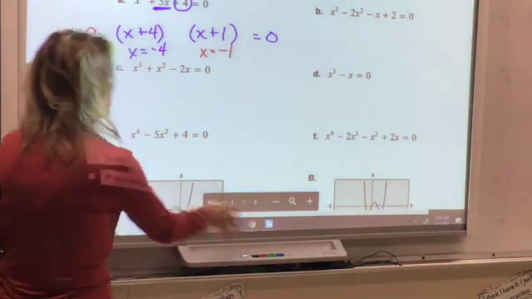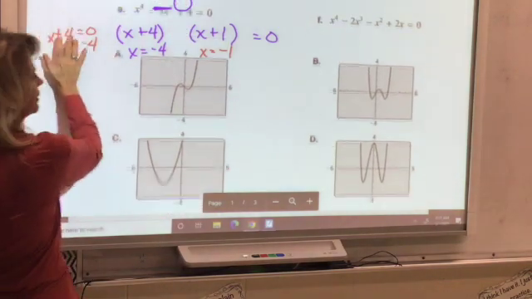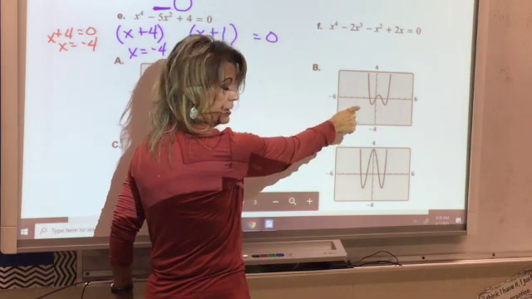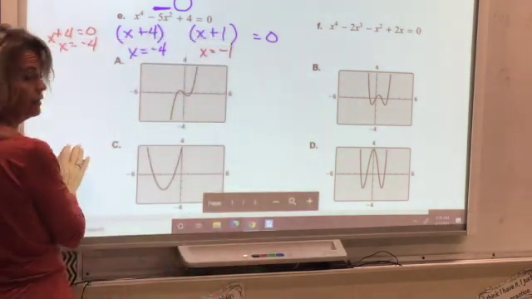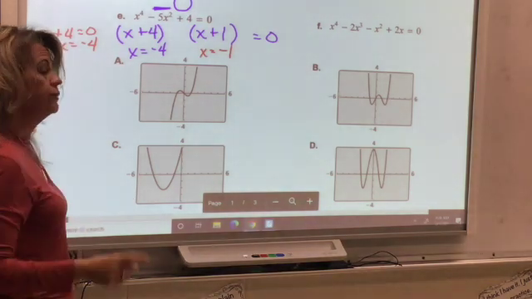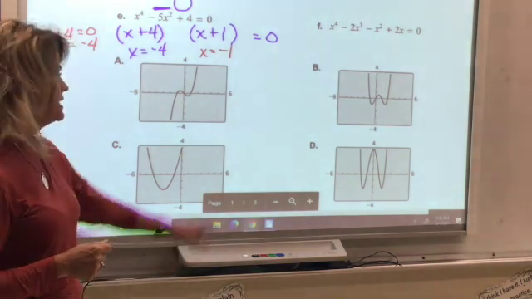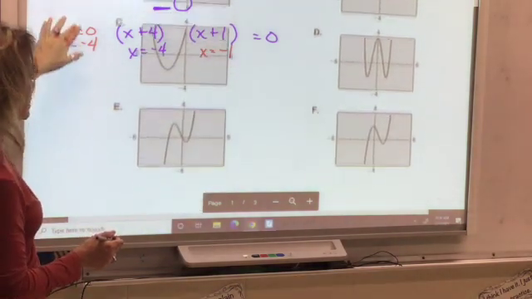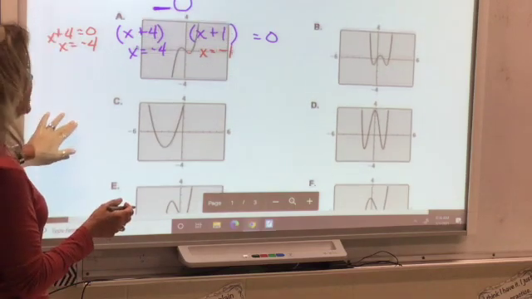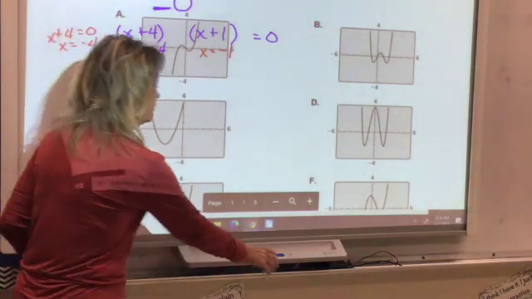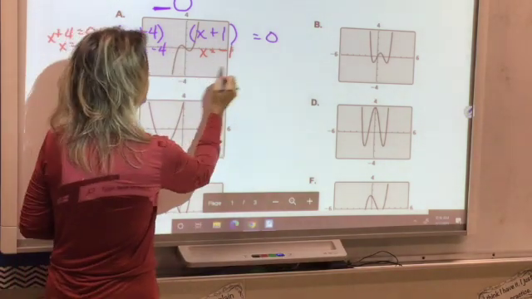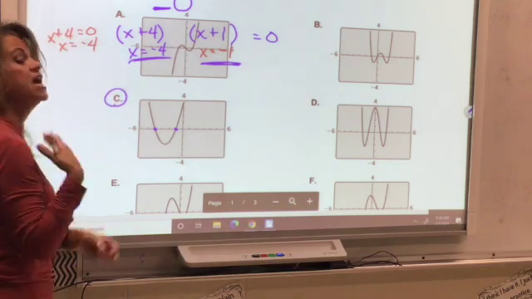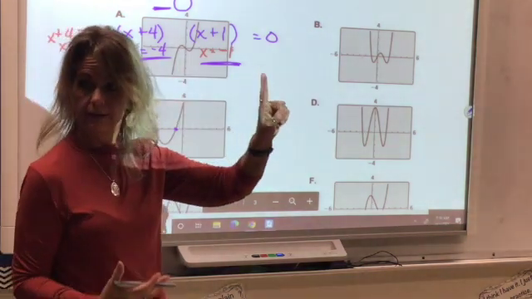So I'm going to kind of skip around. I'm going to come down here. That's not a parabola. Is that a parabola? You're looking for a U. Is D a parabola? No. Is C a parabola? Okay, that could be it. What about E or F? No. So actually C is my only parabola up there, but it also has to be at -1, -4. There's my -1, there's my -4. C does match up with number 1. You guys with me?